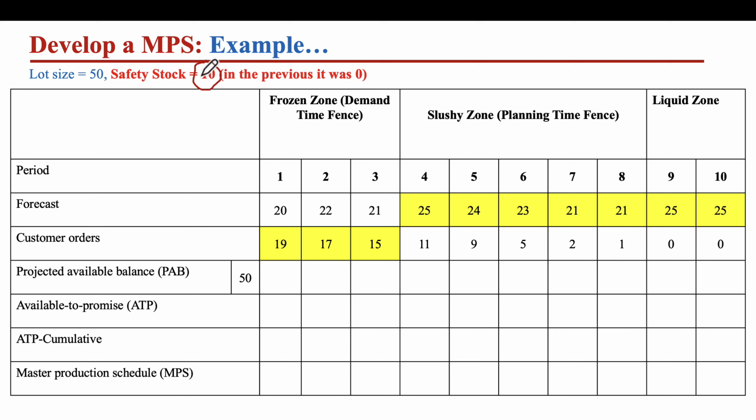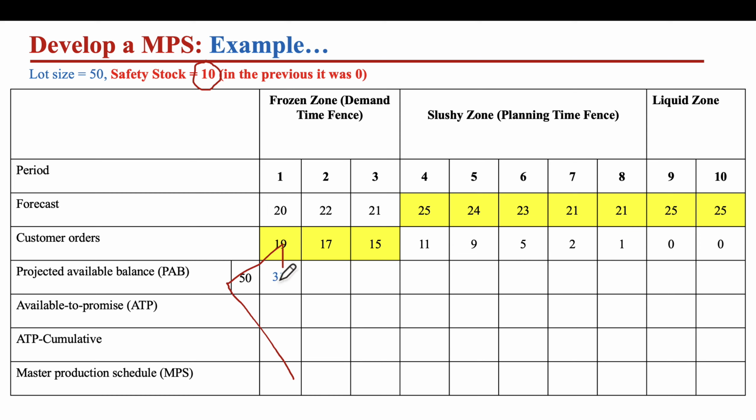So the safety stock means that this projected available balance should not fall below 10. If at any point it falls below 10, we will immediately start production. And we will start with the same question: is this 59 sufficient to meet 19? Yes, it is sufficient. So no production here. Projected available will become 50.